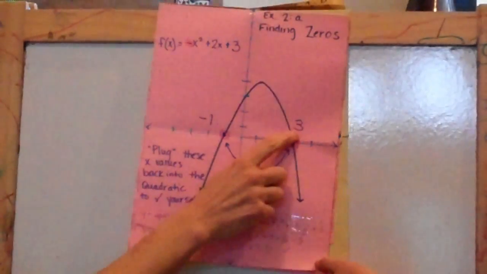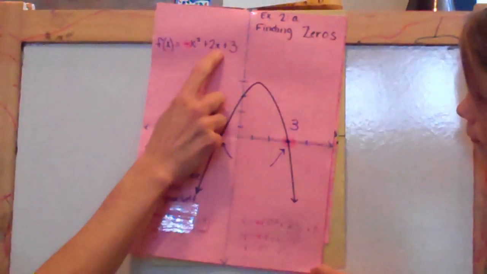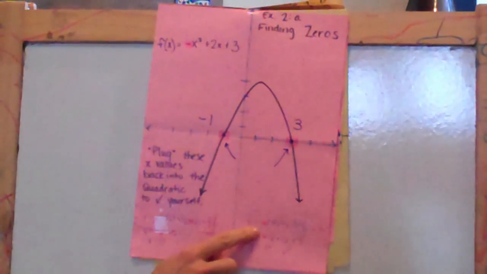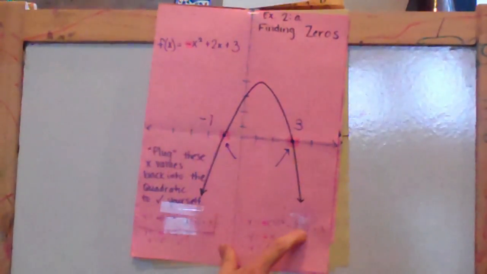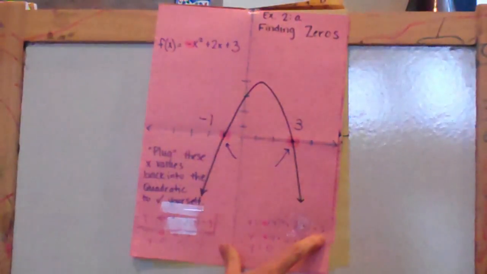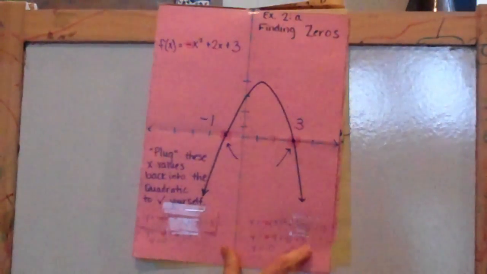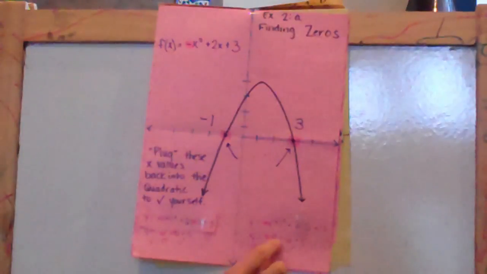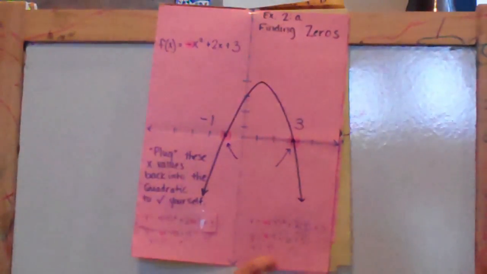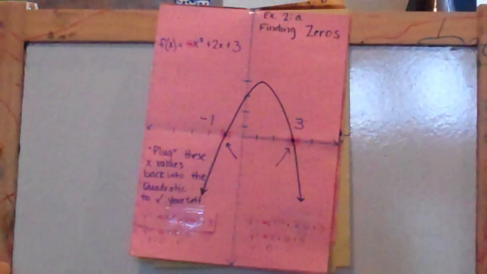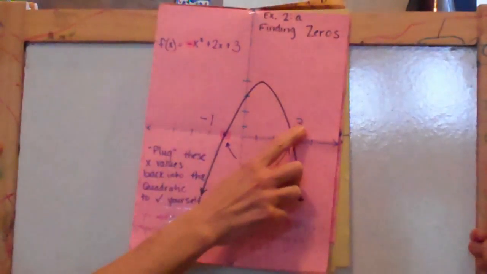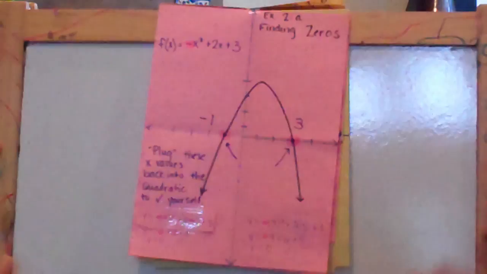Then on this one, we need to put our 3 everywhere we see an x. And we again did that here. The opposite of 3 squared plus 2 times that 3 plus 3. And when I go to simplify that, I'll have -9 plus 6 plus 3, which yes, equals 0. So we are correct. So your answer to this problem is x is -1 and x is 3.